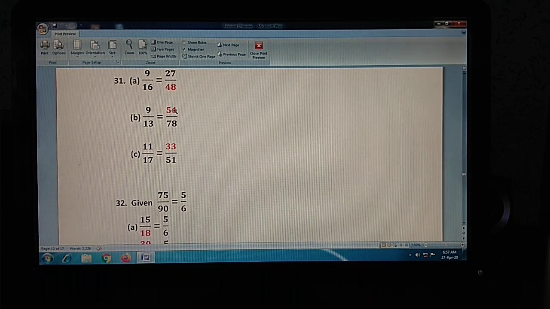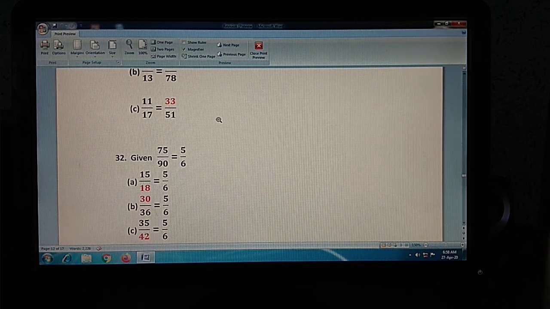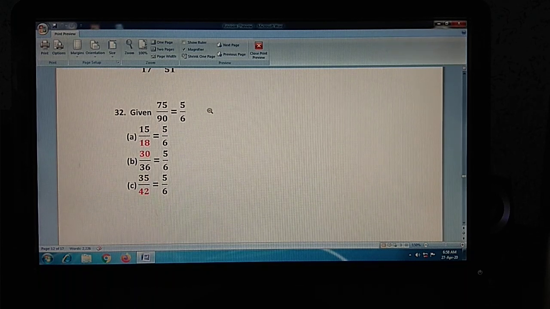Similarly here also, 13. How many times will it go? 78. We find that out. And that many times you multiply 9 also, you will get 54. 13 sixes are 78. So we have multiplied 9 also with 6, that is 9 sixes are 54. Simple. Here also 17 into 3 is 51. So 11 into 3 will be 33.